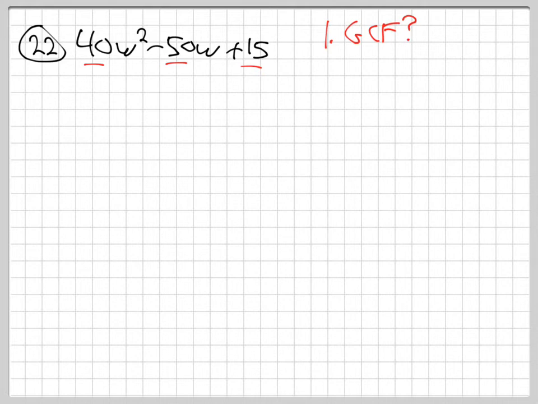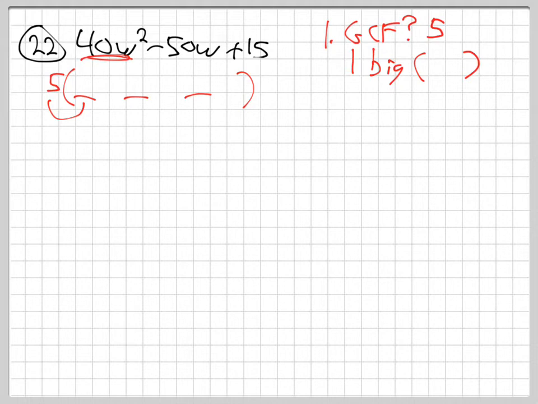What divides evenly into all those numbers? 5 does. 5 goes into 40, 50, and 15 evenly. So we take the 5 out of the front. So when the answer is yes, you do the one big parenthesis with the GCF in the front, right? Put the 5 in the front. You're going to have the 3 numbers on the inside. Well, how do you know what those numbers are? Whatever works. 5 times what?